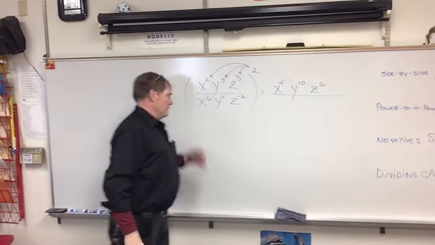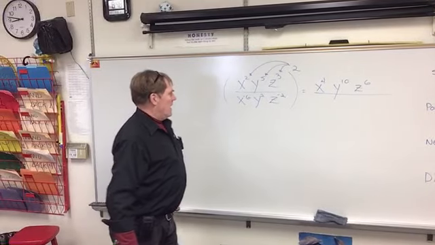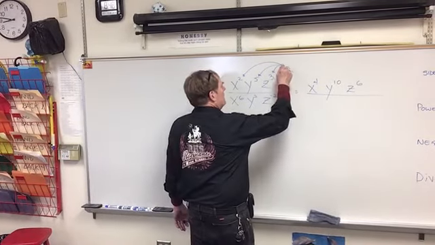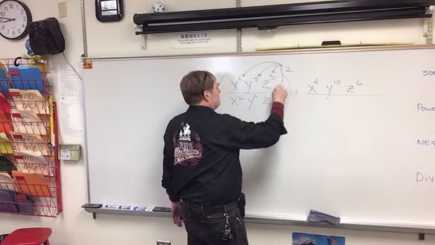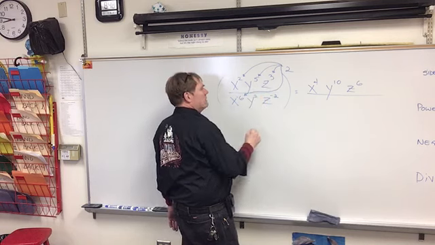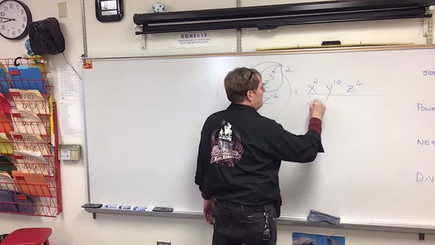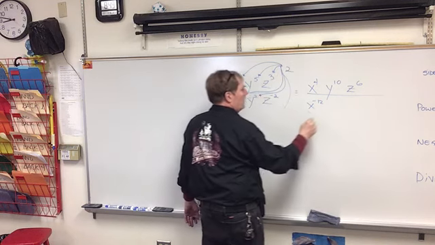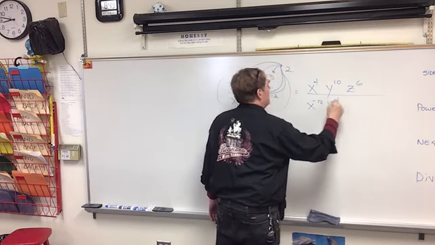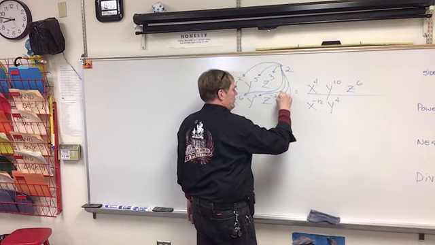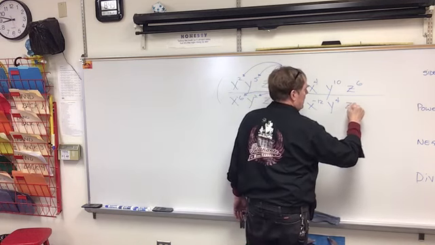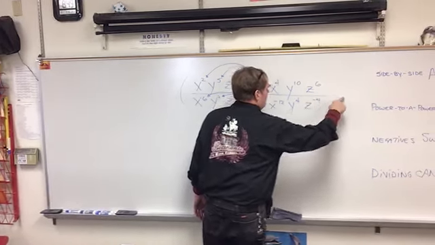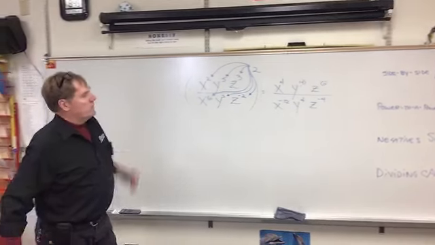Okay, that's the top. Now for the bottom. Don't forget the bottom. Power to a power multiplies. 2 times negative 6. X to the negative 12. 2 times 2. Y to the 4 at the bottom. 2 times negative 2. Z to the negative 4 on the bottom. Okay, everybody's got the 2 distributed to them.